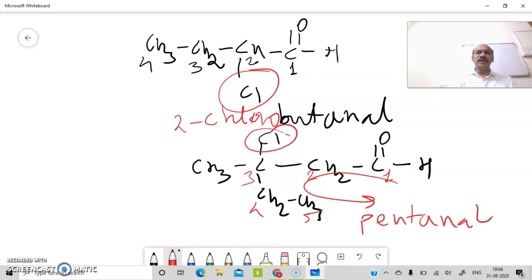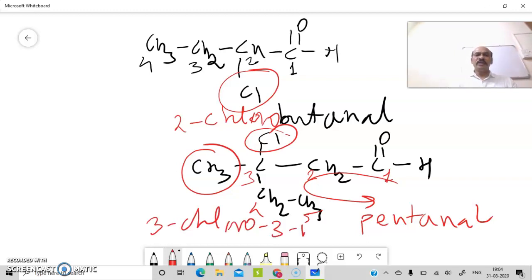And two substituents are there. Chloro, which you have to write first alphabetically, at position 3, 3-chloro. Then next is methyl, which is again on the same carbon, so 3-chloro-3-methylpentanal. Okay, that is about aliphatic aldehydes. We will proceed to aromatic compounds.